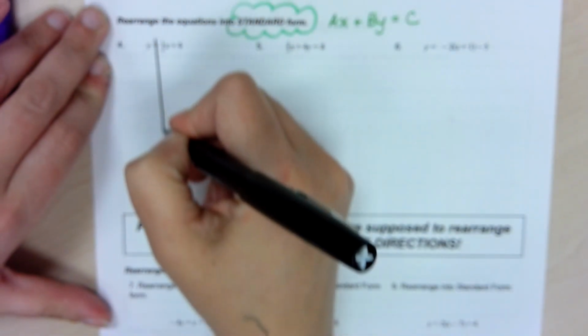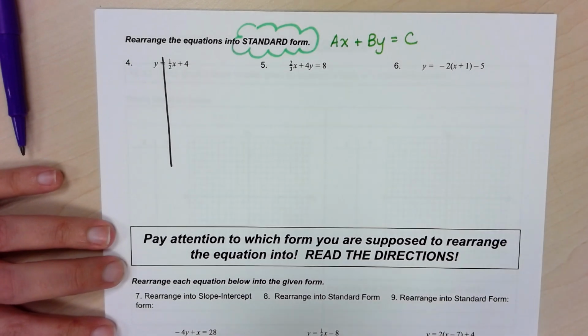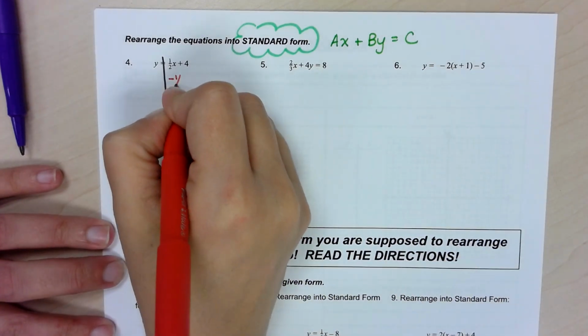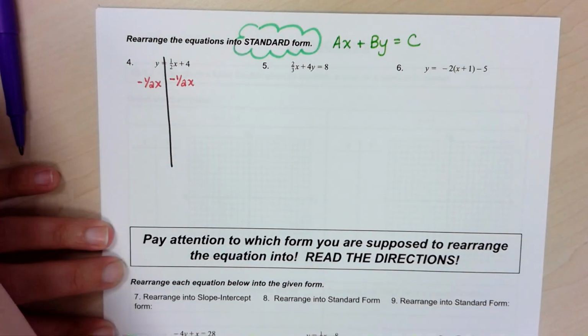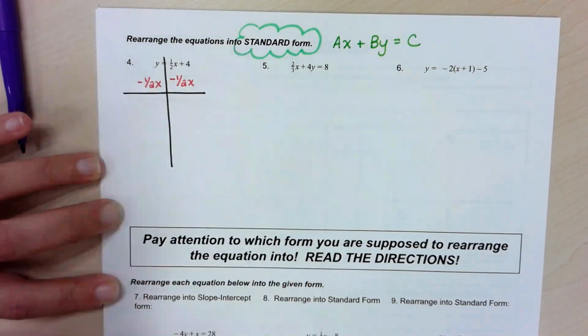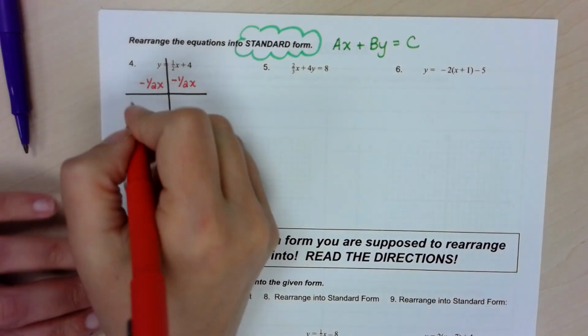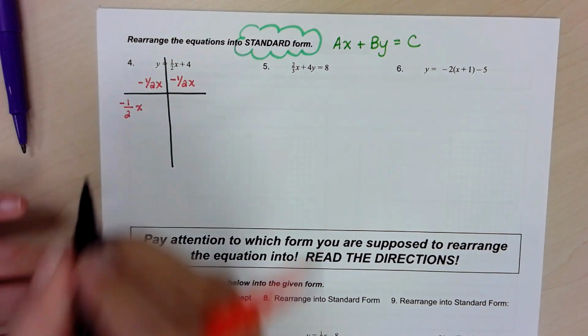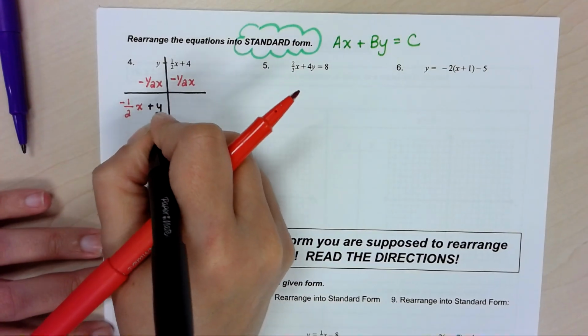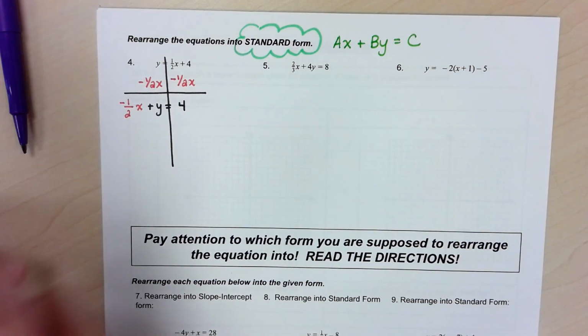So for problem number 4, I'm going to start by getting the x and the y together on the same side. So instead of wanting y by itself, I actually want the x and the y to be together. So I would subtract the 1/2 x in order to get the x and the y on the same side. Now I want to write my terms in alphabetical order, so I'm going to write the negative 1 over 2x first. Then I'm going to copy down the plus y and the 4.